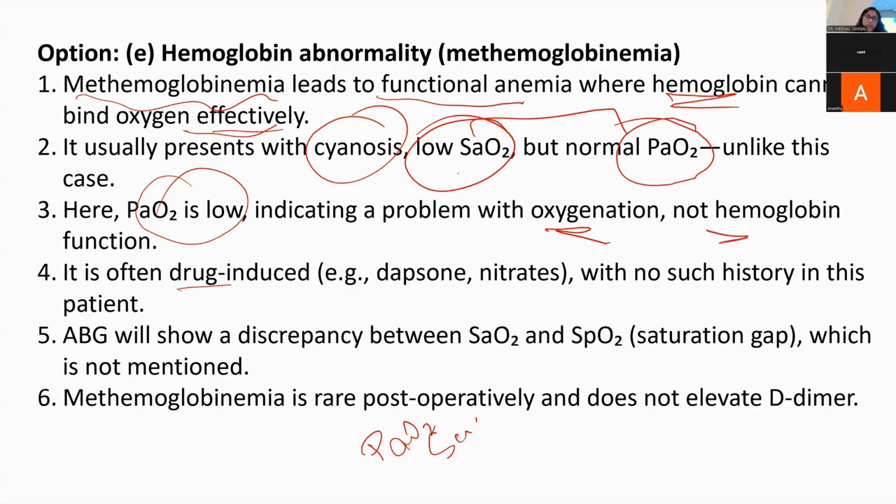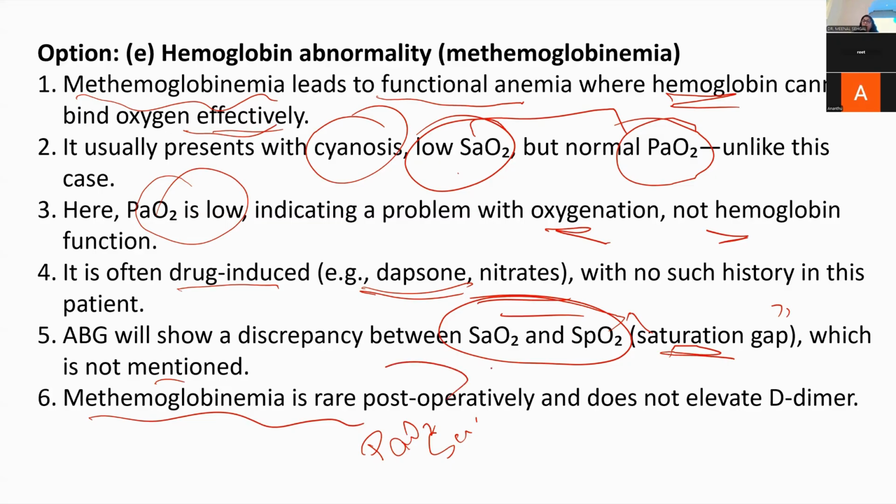It is often drug-induced, like methemoglobinemia because of dapsone or because of nitrates. Here there is no history of dapsone administration or nitrate administration. ABG will show a discrepancy between SaO2 and SpO2, that is PO2, that is the saturation gap. This is known as the saturation gap, which is not mentioned here. Methemoglobinemia is rare post-operatively and does not elevate the D-dimers again.